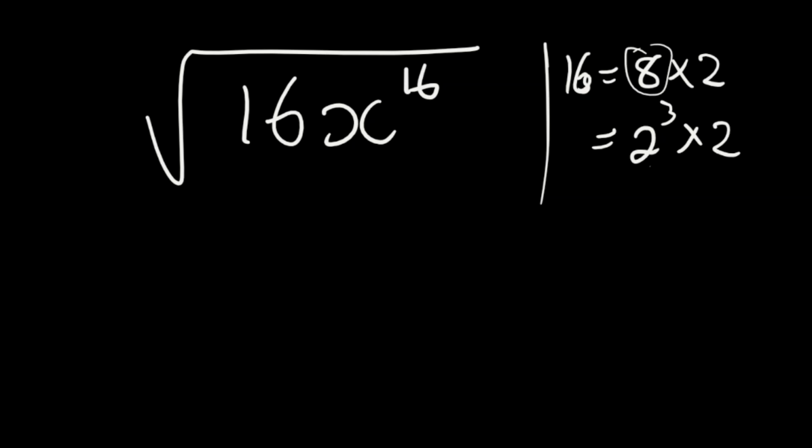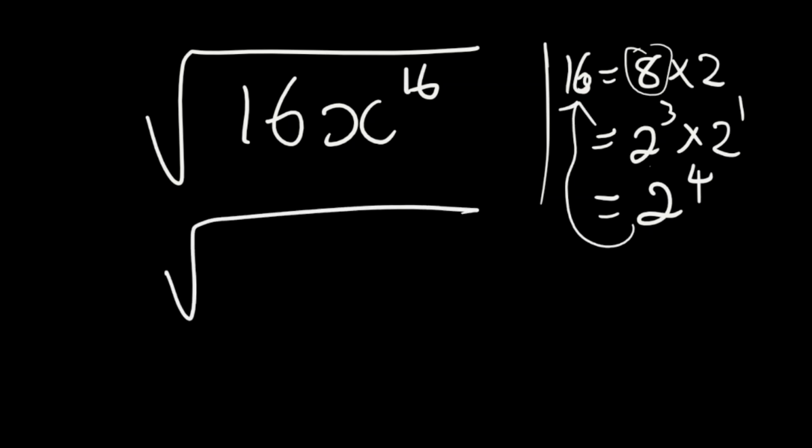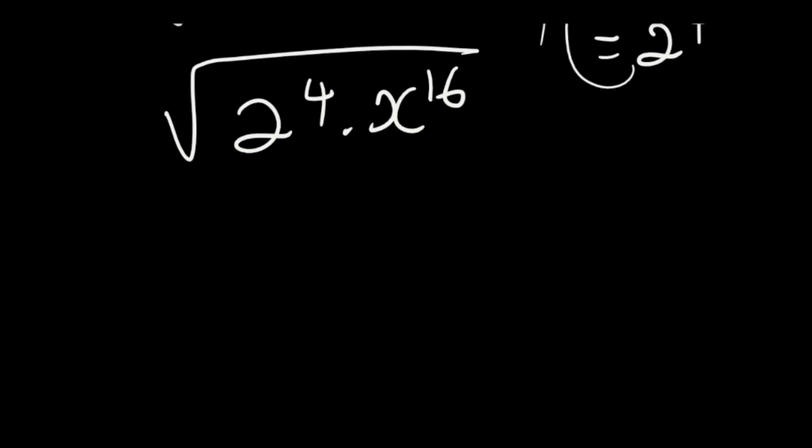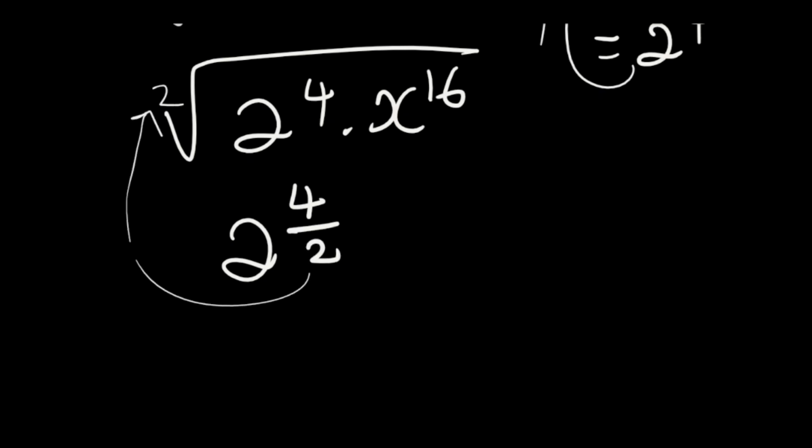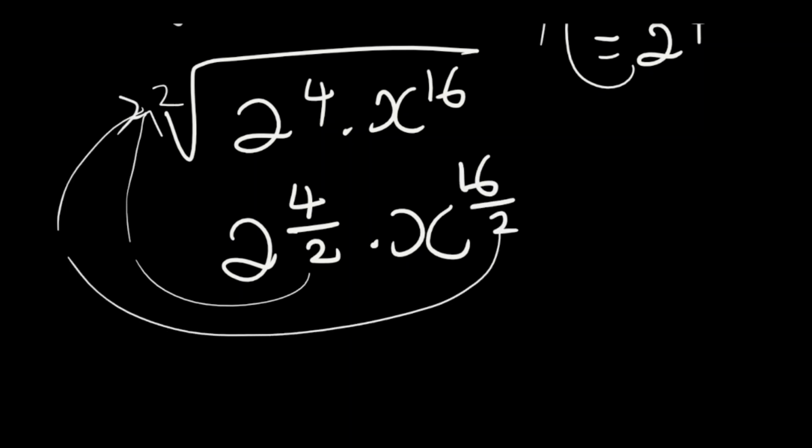So these are same bases. You just add exponents, so it's 2 to the power of 4, right? 2 to the power of 4 is this 16 here. So just going to write it down here. 2 to the power of 4 multiplied by x to the power of 16, right? And then from here, all you do is, this is a square root. So there's a 2 here which you can't see. So you're going to say 2 to the power of 4 divided by that 2. This 2 is this 2 here, right? Multiply by x to the power of 16 divided by the 2. The same 2 is this one here.